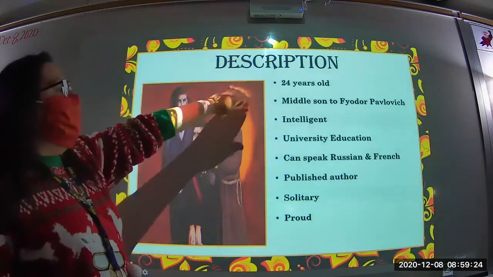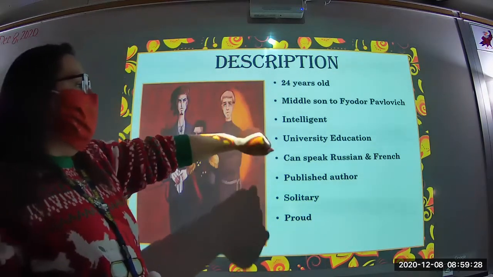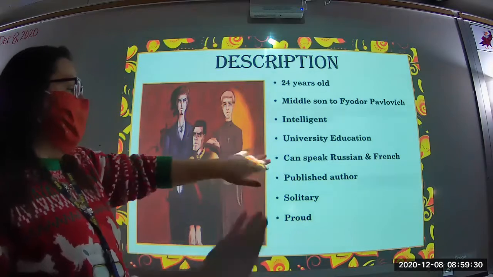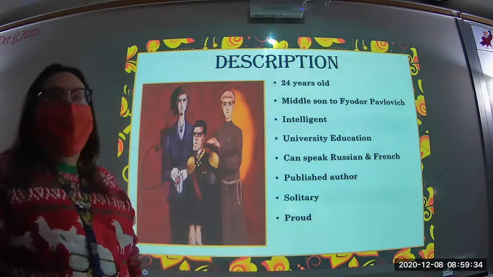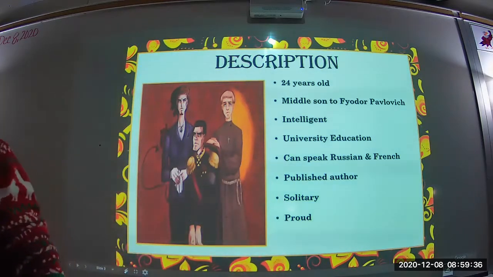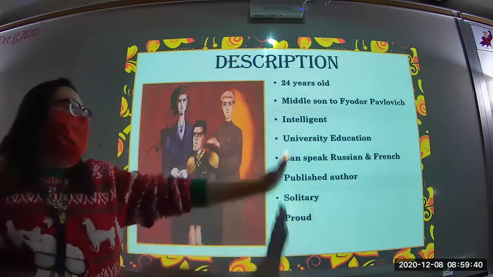The description is he's 24 years old. He's the middle son of Fyodor Pavlovich. He's intelligent, university educated, can speak Russian and French. He's a published author. He's solitary and he's proud. Okay. Pretty simple, right? Just a picture. And then this one you can just do listing.